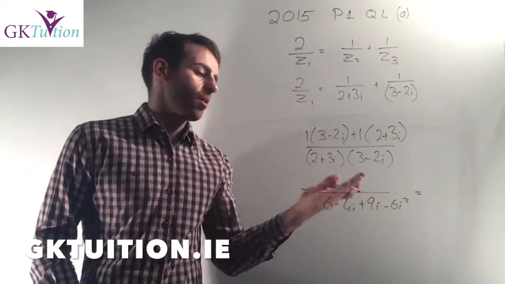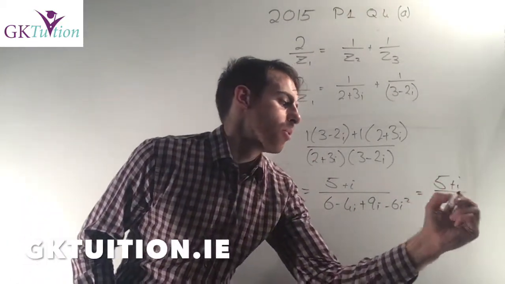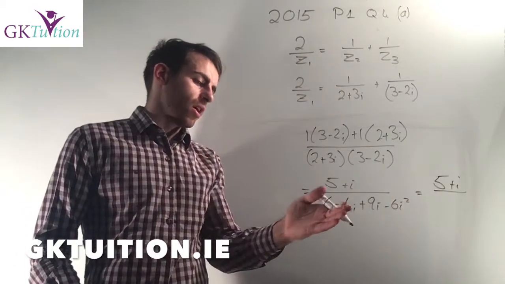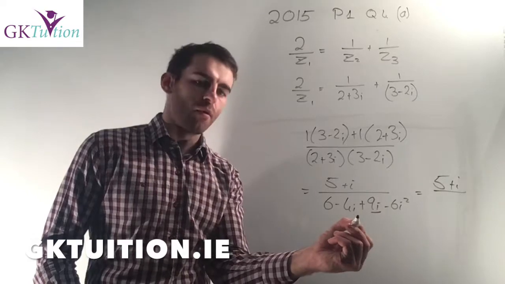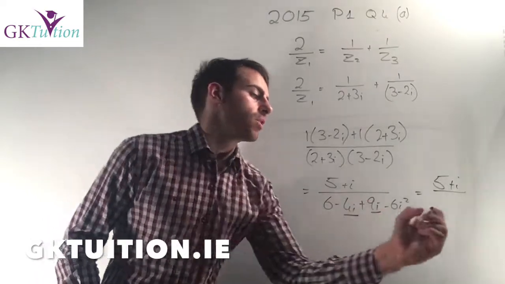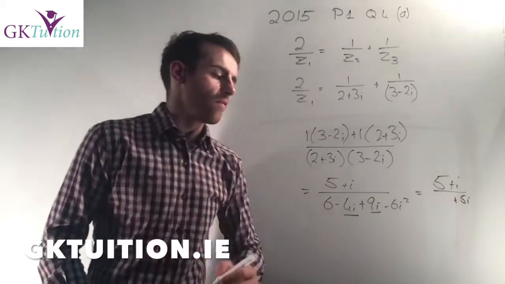Okay, so on the top, clearly there's nothing I can do because I don't have any like terms. But on the bottom, you should recognize that I have a number of like terms. So first of all, I have a 9i and I have a minus 4i. 9i minus 4i is going to give me plus 5i.